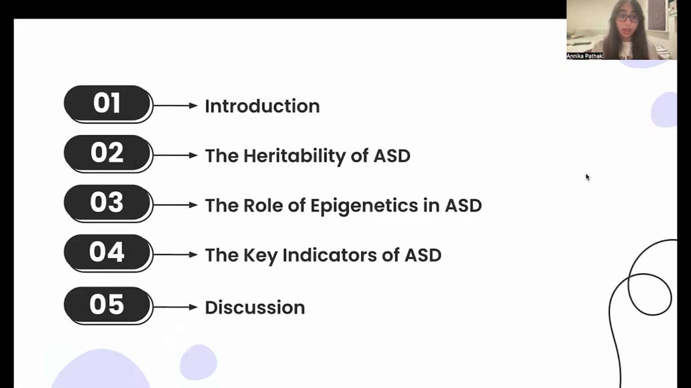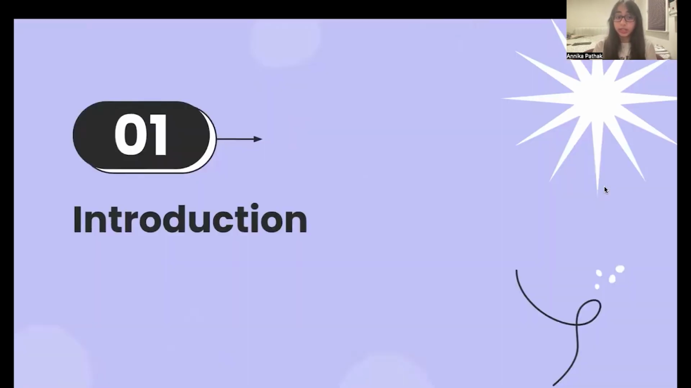So first, we'll talk about the introduction, then the heritability of ASD, then the role of epigenetics in ASD, then the key indicators of ASD, and finally the discussion. So, introduction.